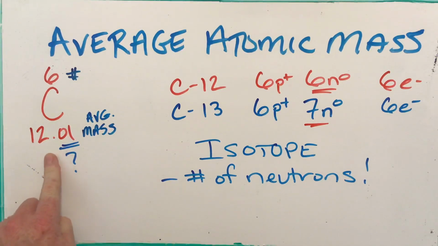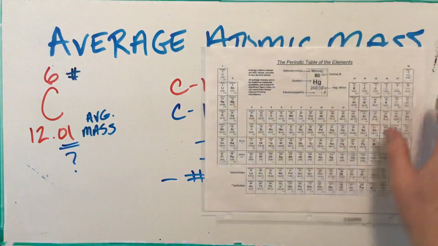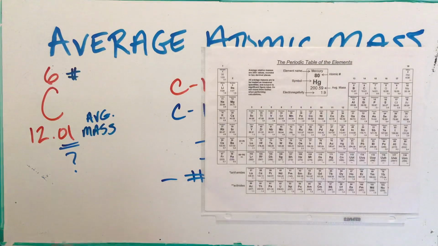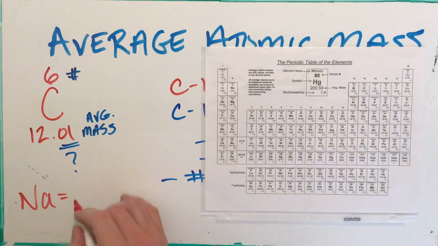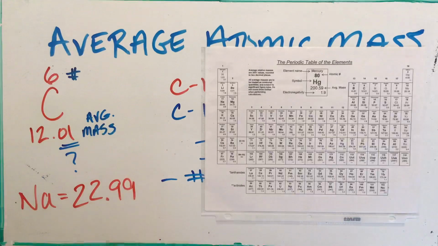So this average tells us that the bulk of carbon that is out there is carbon 12. Very little of it is carbon 13. And I can tell that because the average is just barely above 12. If I look at another element, for example, sodium, sodium's average mass is 22.99. What does this tell us about sodium? It tells us that the bulk of sodium is 23. Almost all the sodium is 23.